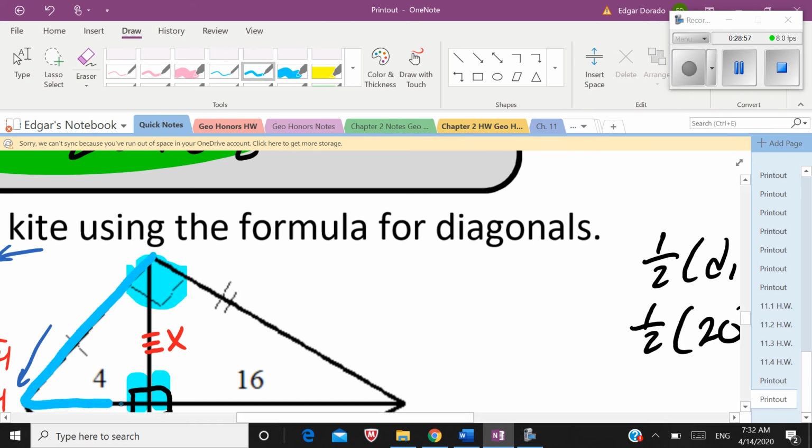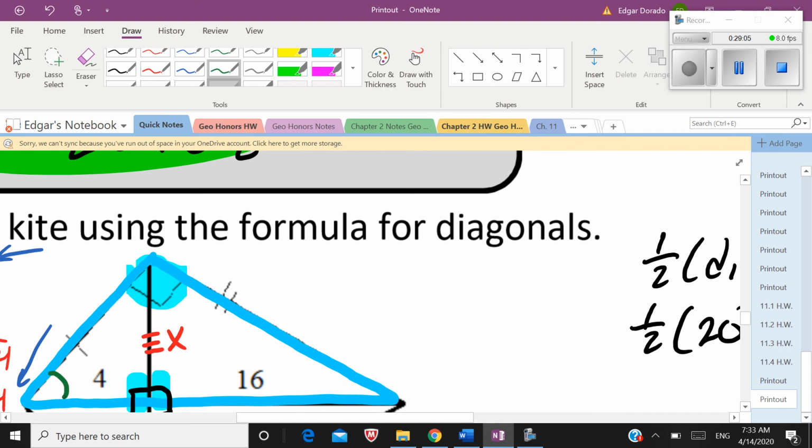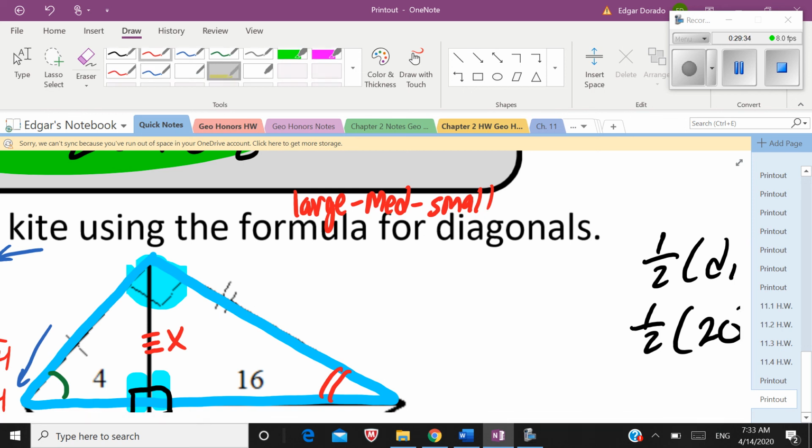If I focus for a second on the big triangle here, well, I have no idea what the rest of the angles measure, but I do know that this one measures something, and this one measures something else. Starting to look familiar at all, guys? These are similar triangles, okay? The large one, remember, guys, we've compared the large triangle with the medium-sized triangle with the small triangle. Large, medium, and small.